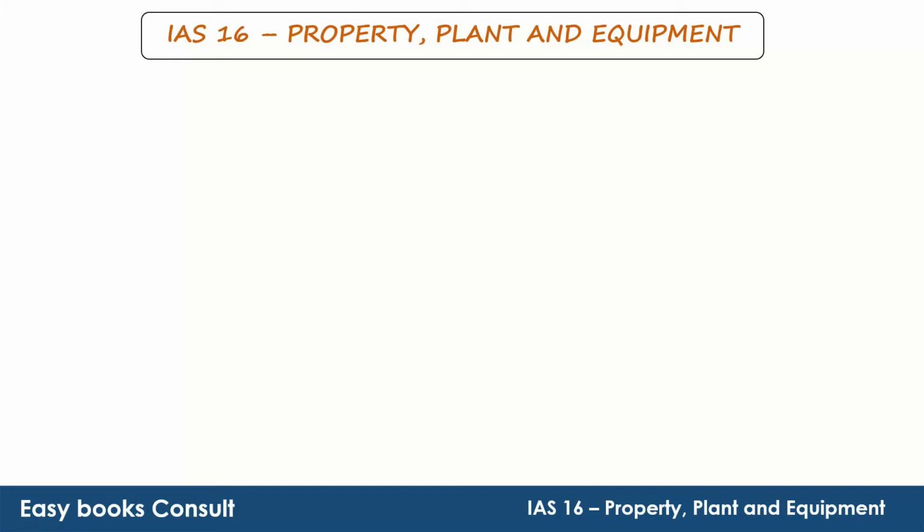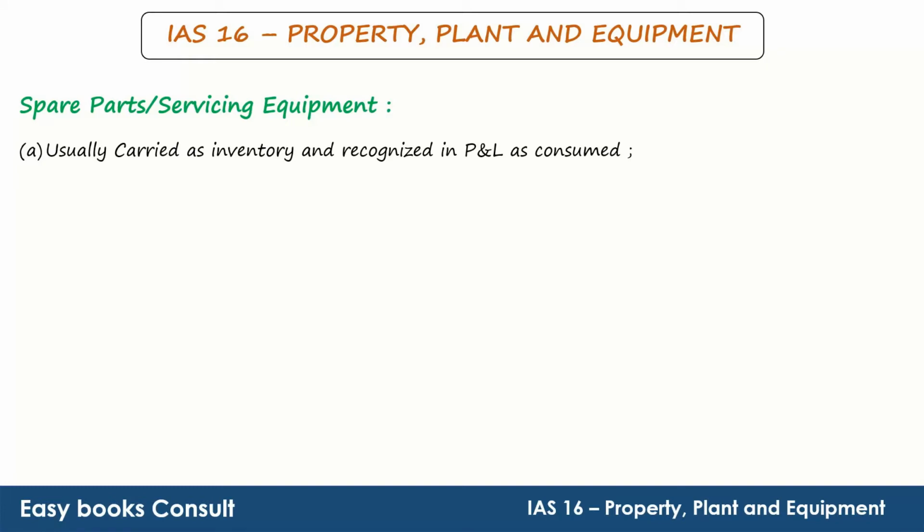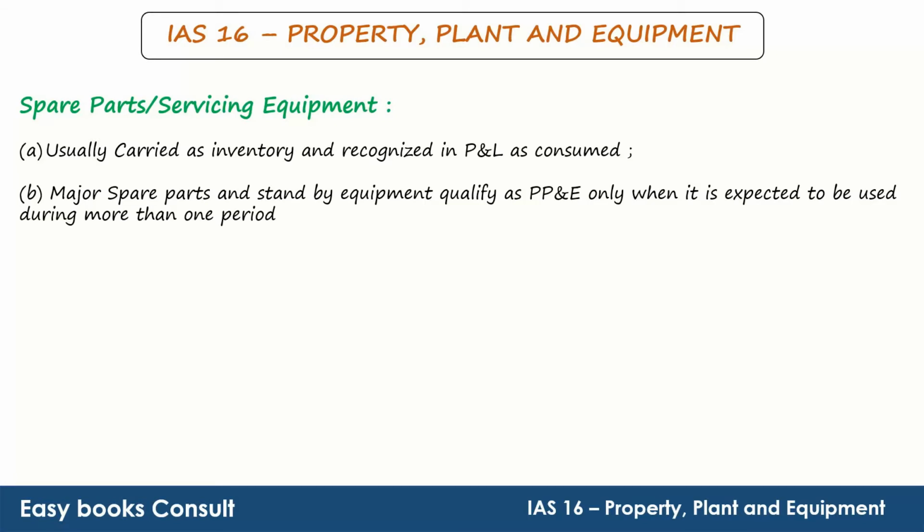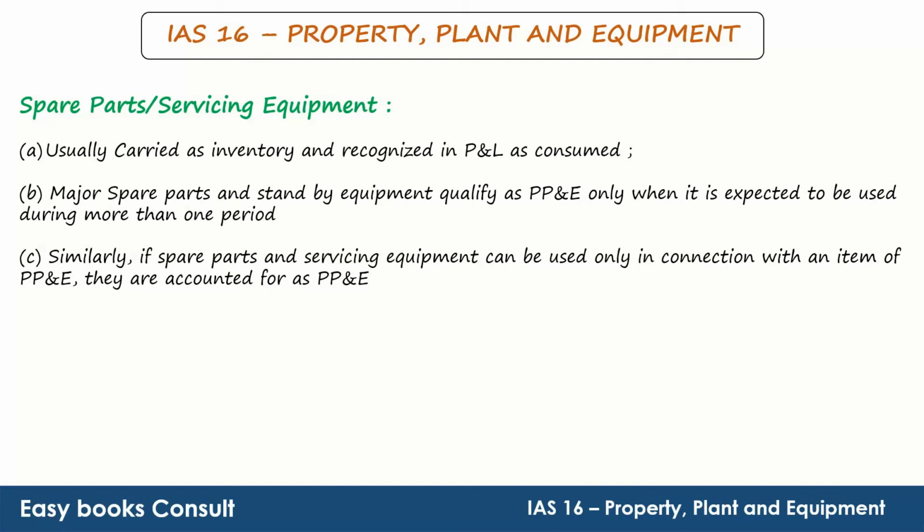Now, regarding spare parts and servicing equipment, they are usually carried as inventory and recognized in profit or loss as consumed. Major spare parts and standby equipment qualify as PP&E only when they are expected to be used during more than one period. Similarly, if spare parts and servicing equipment can be used only in connection with an item of PP&E, they are accounted for as PP&E.